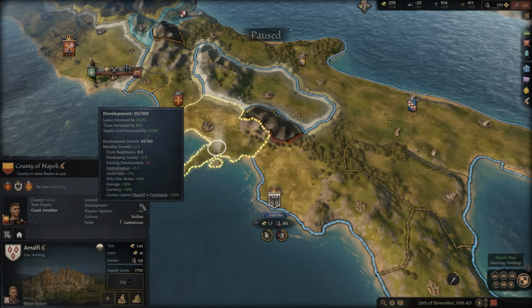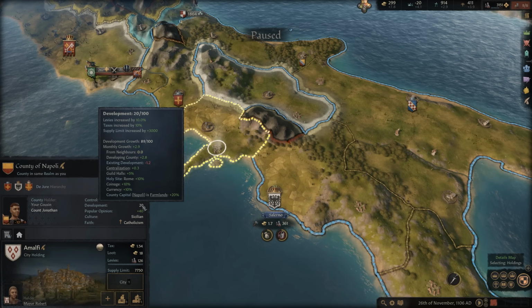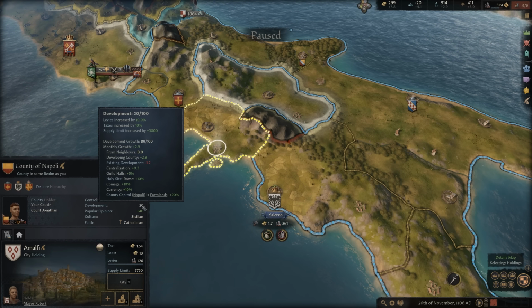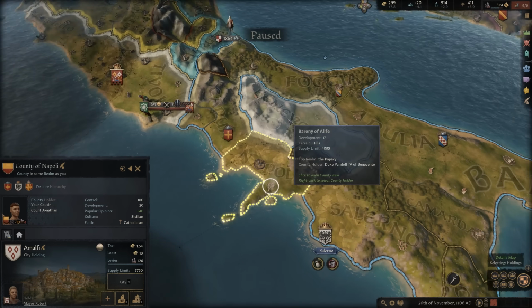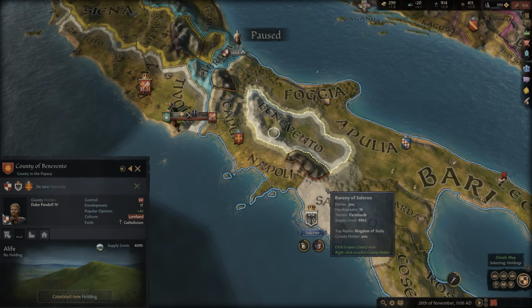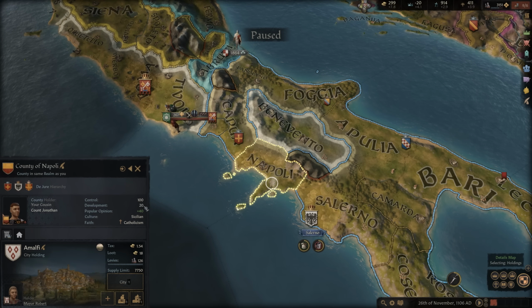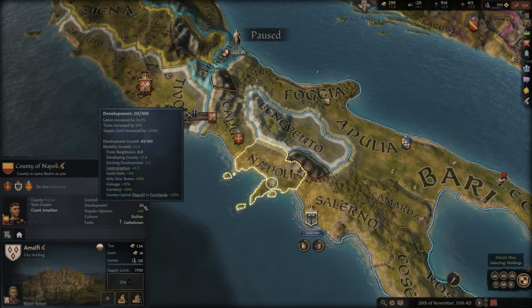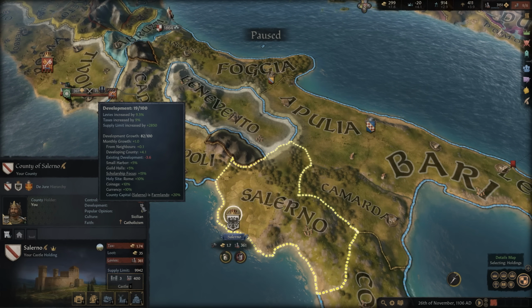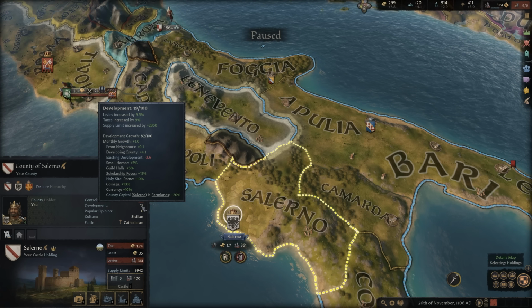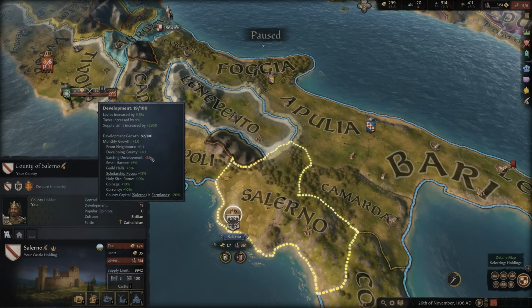So anytime you have a neighboring county that has a higher development than that parent county, it's receiving a 0.1 bonus. You can see here, though, that since Naples is the highest of its brothers around, then it is not receiving any bonus from its neighbors. So it's important that the higher your individual development in a county, the more it will actually help the lower development lands around it.